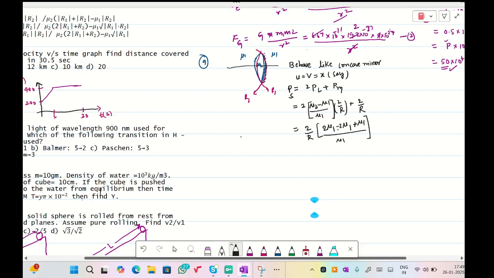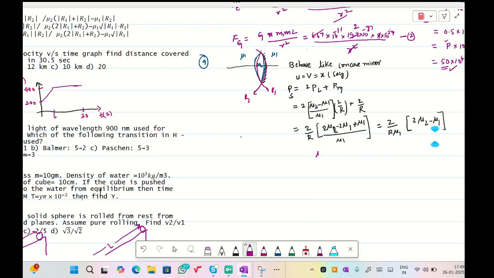This is positive only, and the condition is mu2 is greater than mu1. Final answer right now: 2 by R, mu1 into 2 mu2 minus mu1. So here the condition is given, mu2 is greater than mu1, that is, mu1 is less than mu2. The surrounding medium is less, therefore it is a converging lens, and the mirror is also converging. Therefore the mirror formula will be written.